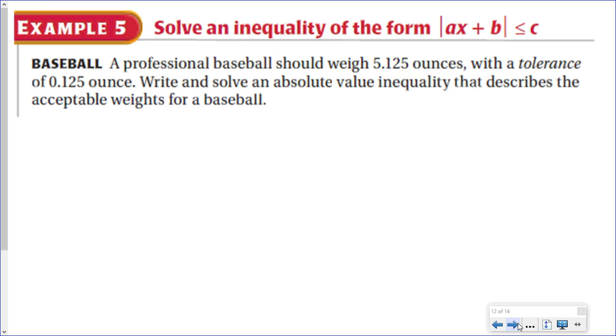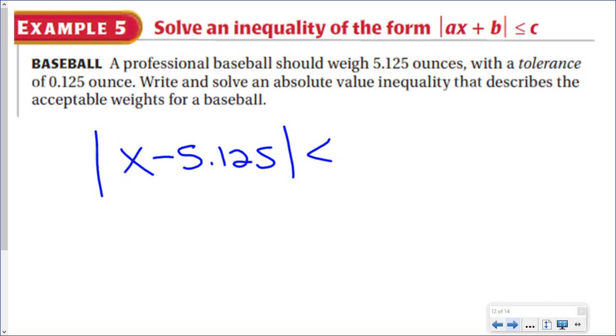A baseball should weigh 5.125 pounds, so that's your center number. This is what we worked on earlier here. 5 minus your center is at 5.125. Okay? It's got to be between, so we'll go with that symbol there. 0.125. So if you set these two equations up and solve, you'll find out that you can be above that number by 0.125 and below that number. It varies either way.